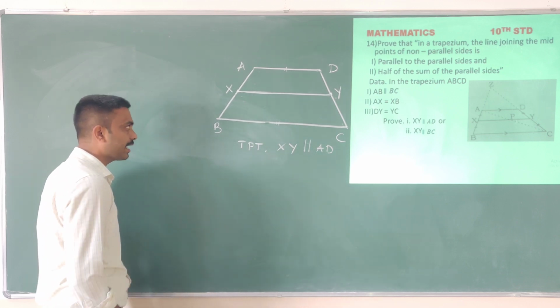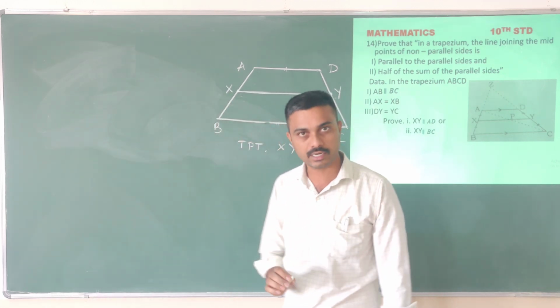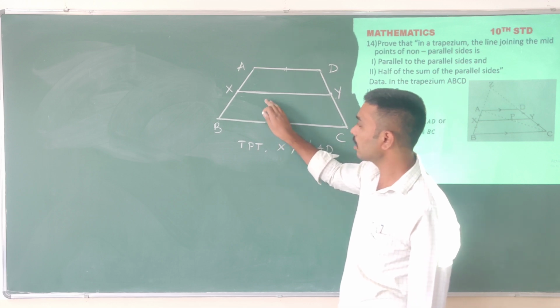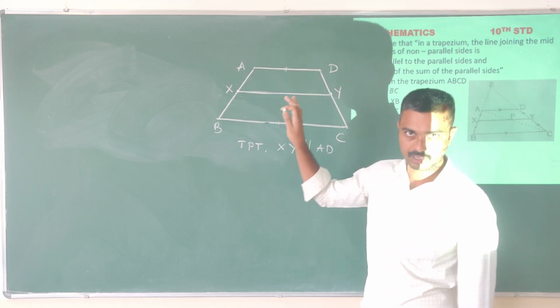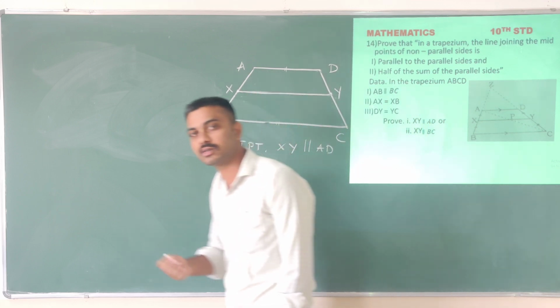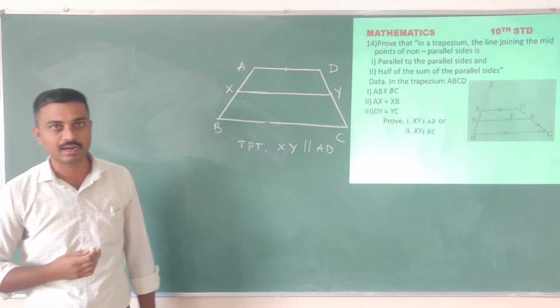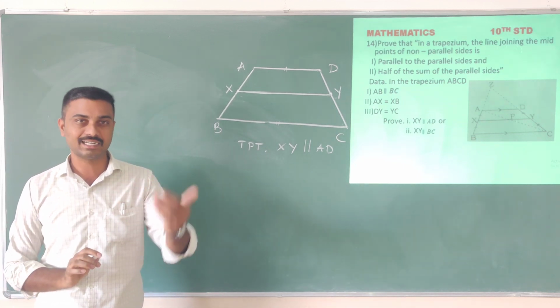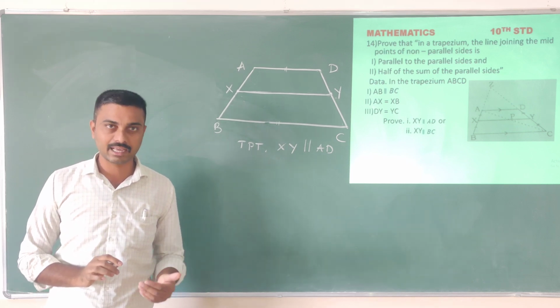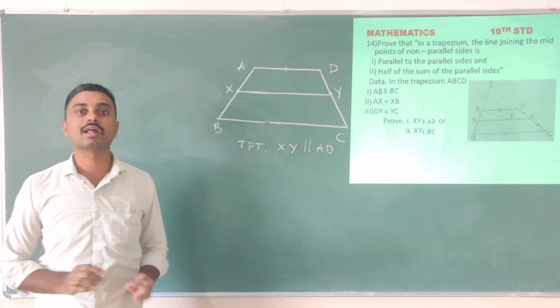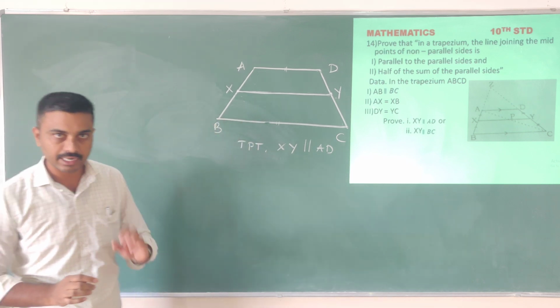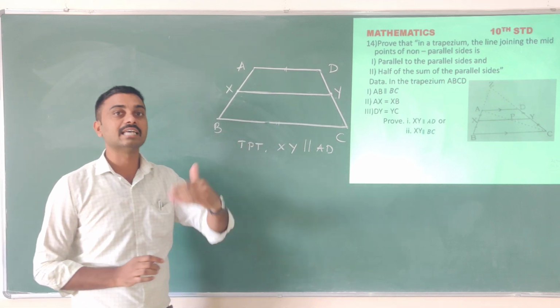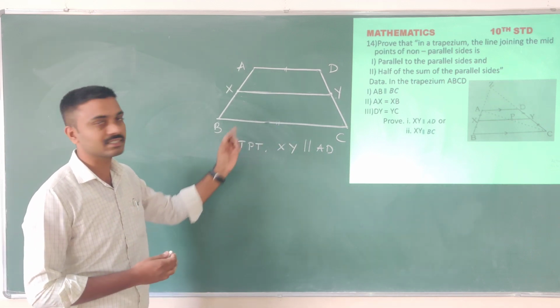Again, by using the method of construction, let us complete this trapezium as a triangle. Why do we need to complete this trapezium as a triangle? Because in geometry we have more results regarding a triangle than a trapezium or a quadrilateral. So that's why we complete this trapezium as a triangle. So how to complete this as a triangle?